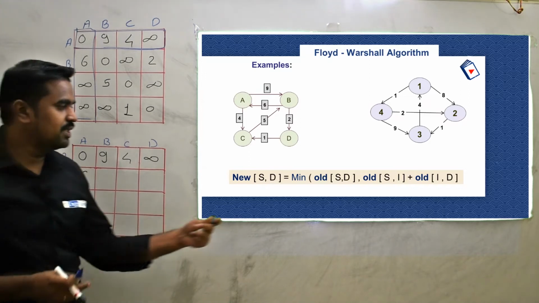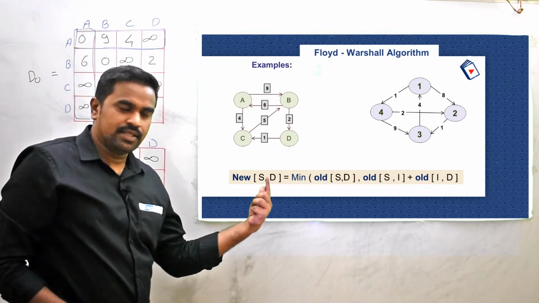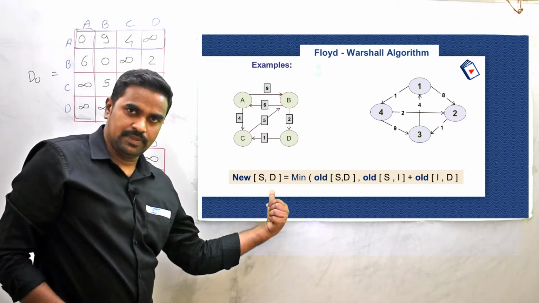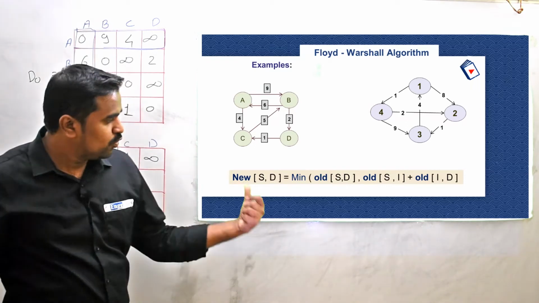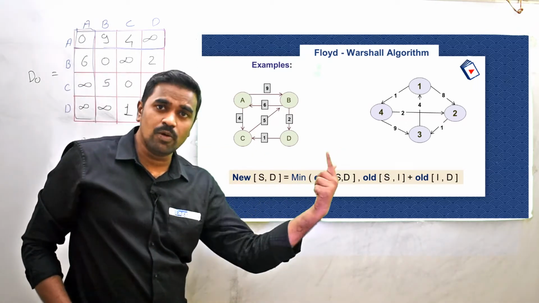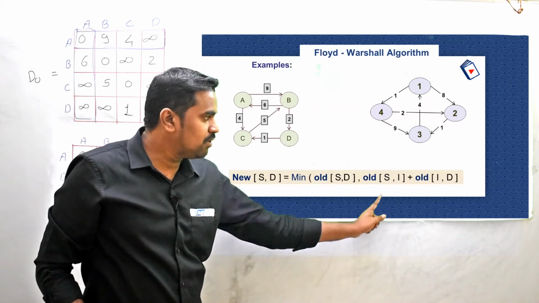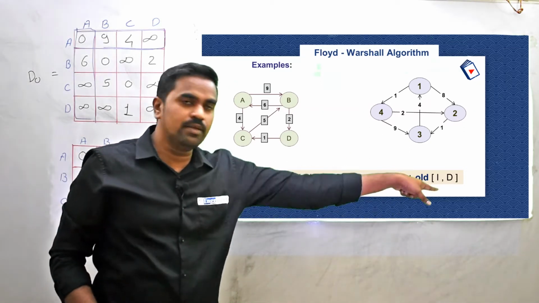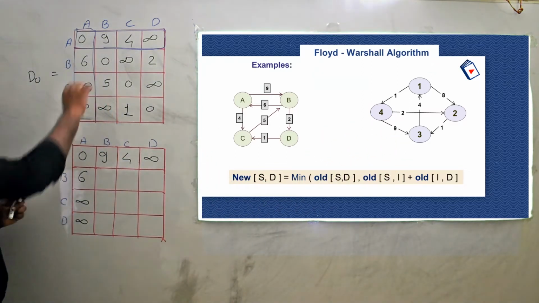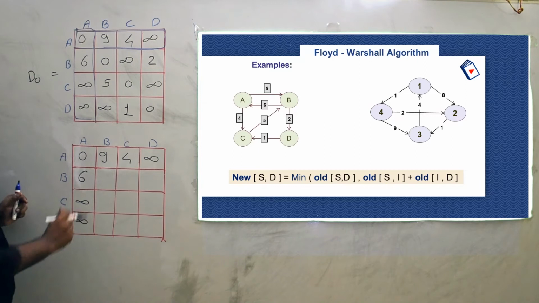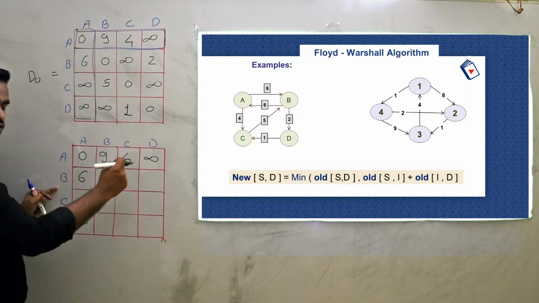by using this formula. So what is the formula saying? The new distance is from source to destination. How can we calculate the cost from source to destination? Find the minimum cost among the direct cost between source and destination, and the cost from source to intermediate plus intermediate to destination. Now here I need to consider A as the intermediate, that is my first row and first column. So I want to find the distance from B to B.